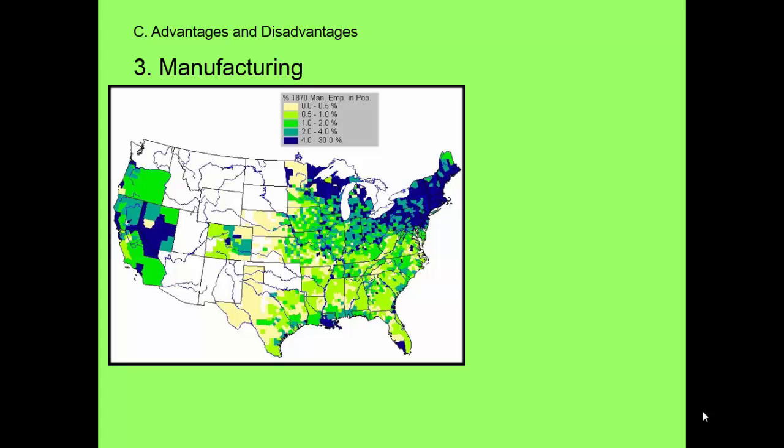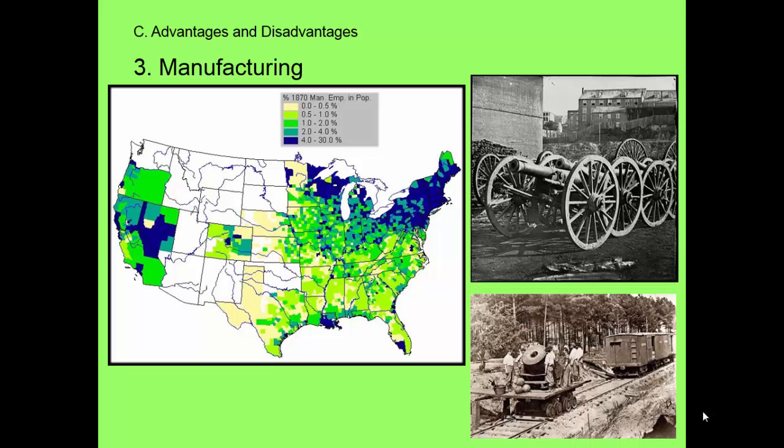Manufacturing. This certainly is a northern advantage. As you can see from this map in blue, those are areas with heavy concentrations of industry. The North has, by some estimates, 500% more manufacturing than the South does. Of course, this is going to help them in the war because they're able to produce cannons and mortars and gunpowder in much bigger quantities than the South.